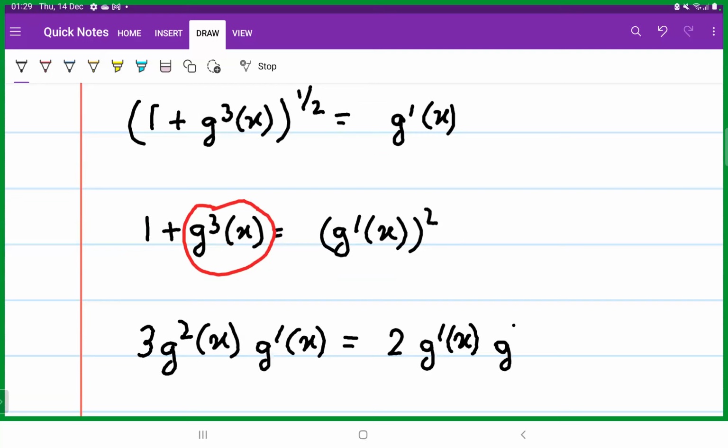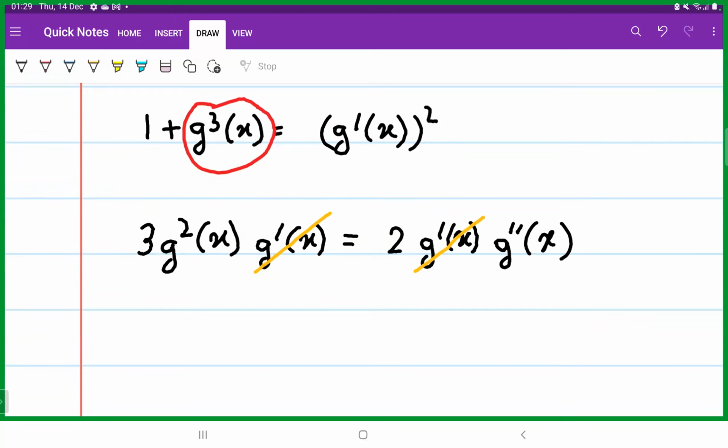So now as you can see, we have got g dash x on both sides, and we can cancel this, and we have got the term which we needed, g double dash x by g square x. This is equal to 3 by 2. That's your answer.